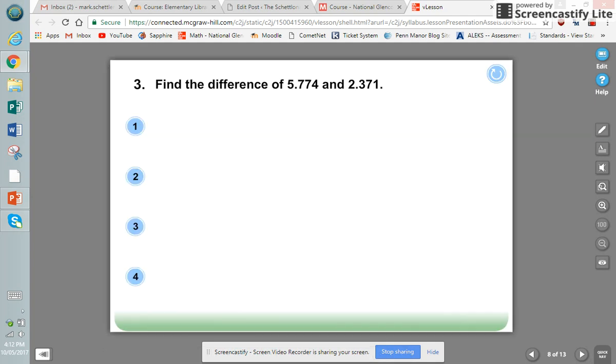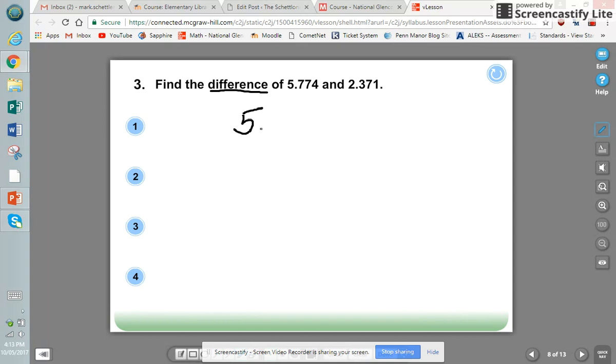How about subtraction? Notice it really doesn't change much. I see a key word in this problem. The word says difference. And anytime I see the word difference in a word problem, I'm thinking I'm going to be subtracting some numbers. Step 1, like I advertised earlier, line up the decimals.